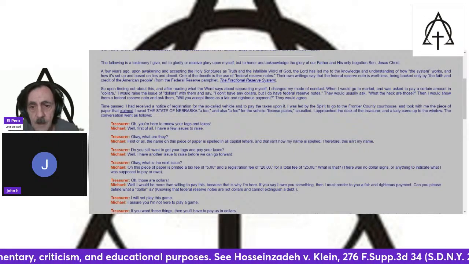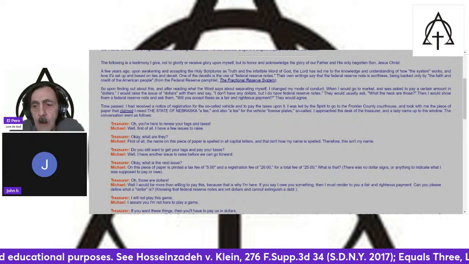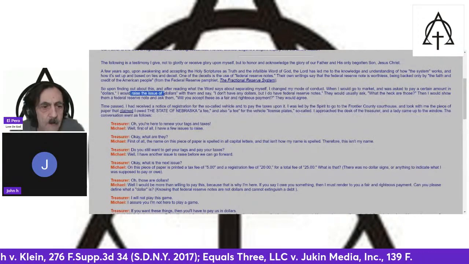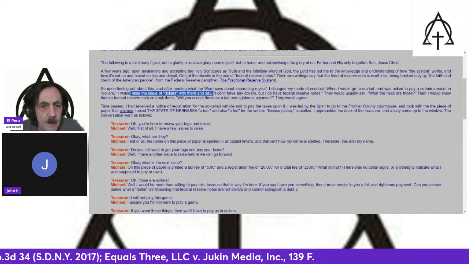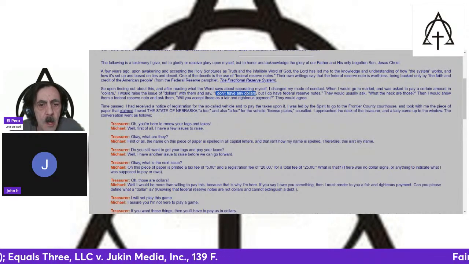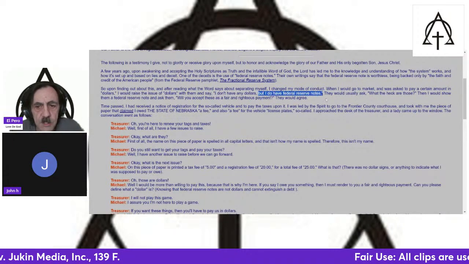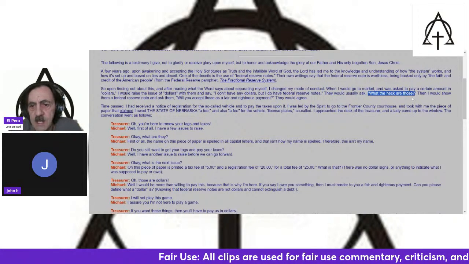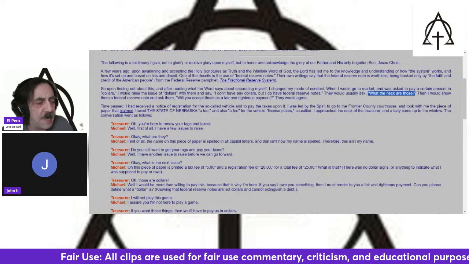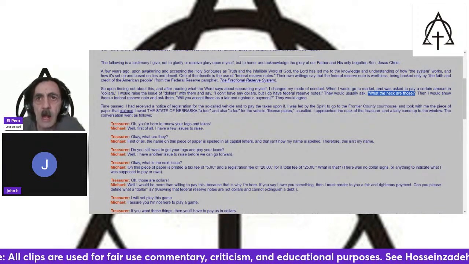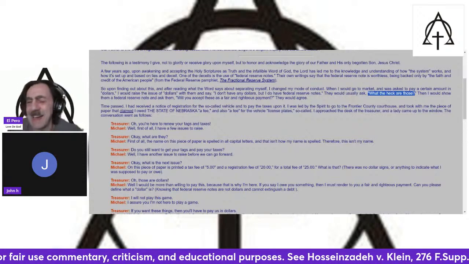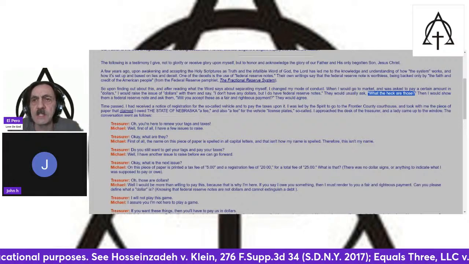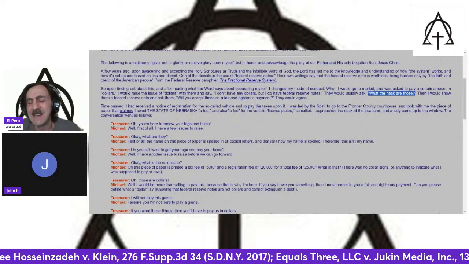It says when I would go to the market and was asked to pay a certain amount in dollars, I would raise the issue of dollars with them and say, I don't have any dollars, but I do have Federal Reserve notes. They would usually ask, what the heck are those? See, not a lot of people understand that those are Federal Reserve notes. They still, to this day, decades and decades later, are still calling them dollars, because nobody reads this and understands that they are definitely not dollars.